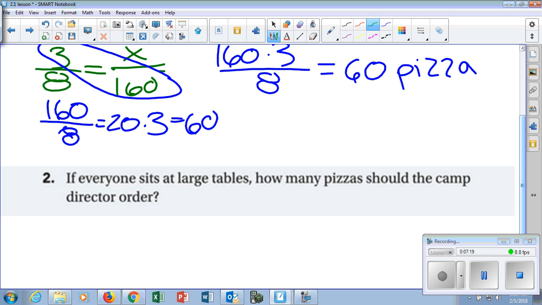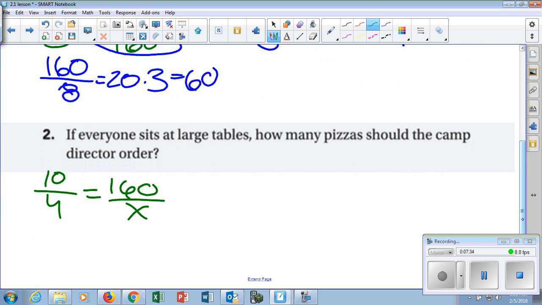Right. Okay, so our proportion is our large, like we have in question A. And we have that equaling 160, and we need to find how many pizzas we need. 160 is the amount of campers that they told us.